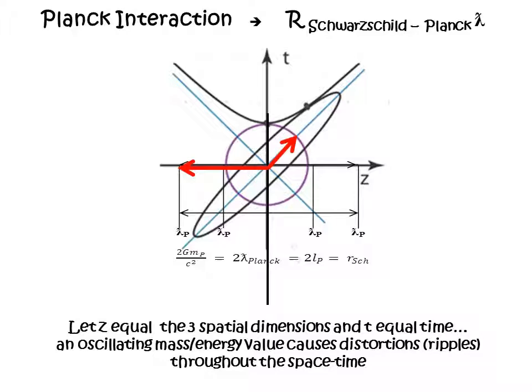We're back to our eccentricity diagram, except for this time we're at the level of the Planck interaction. Okay, and what we find here is that we've got three spatial dimensions here, the z, and we have the t, the time going. All right, and we have that at two Planck lengths here, we have there the Schwarzschild radius.